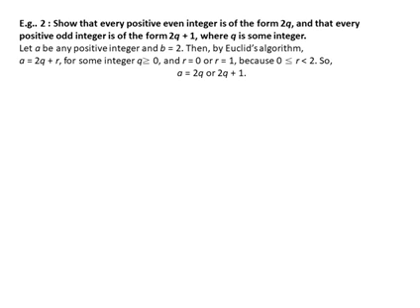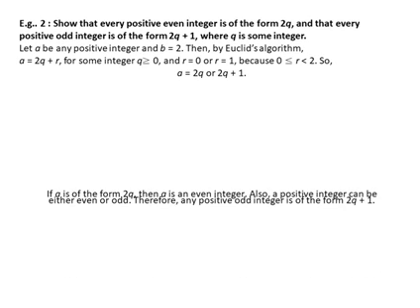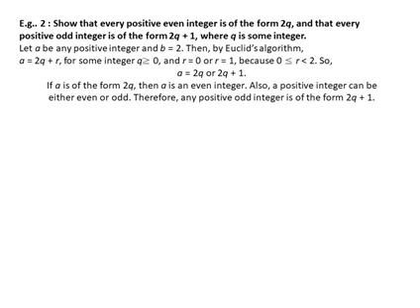Now, a equal to 2q if the remainder is 0. Or if the remainder is 1, we can write a is equal to 2q plus 1. Already the q has been multiplied with the 2. So a equal to 2q, we can say it is an even integer. If a is equal to 2q plus 1, how can we express it? It is an odd integer.